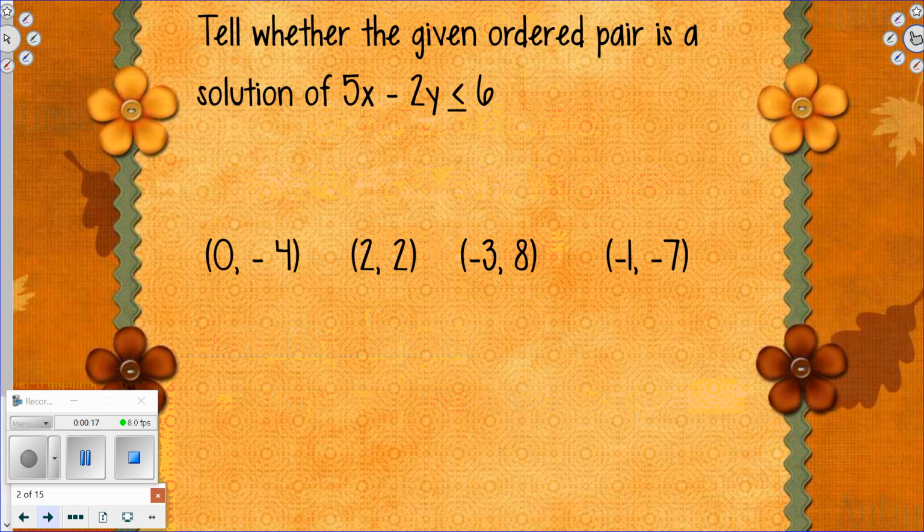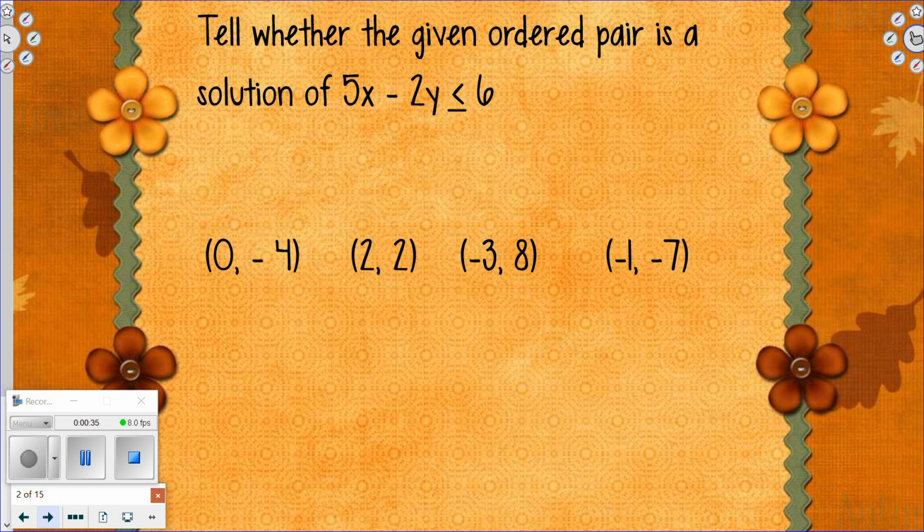Guys, what do you think of when you think of inequalities? What symbols? Do inequalities have equal signs? No. So what kind of signs do they have? The greater than, less than, or the equal to parts. Good. So that's what we're looking at.